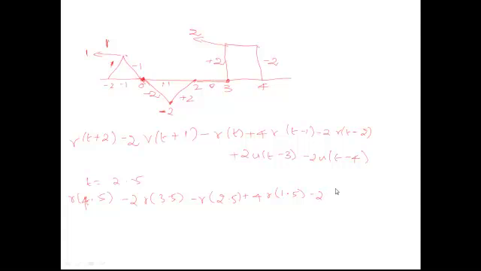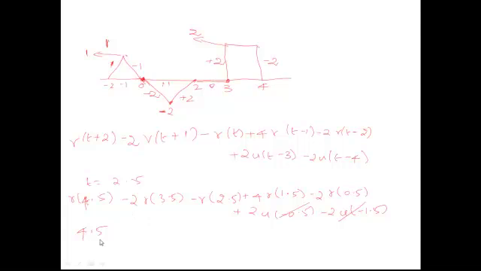minus 2 times of r of 0.5, plus 2 times of u of minus 0.5, minus 2 times of u of minus 1.5. So again the same thing you know very well. U of minus 0.5 and u of minus 1.5 are nothing but a unit step in the negative direction, which is 0. So I am cancelling this one. Now coming to the first term, it's r of 4.5. R of 4.5 is 4.5 only.